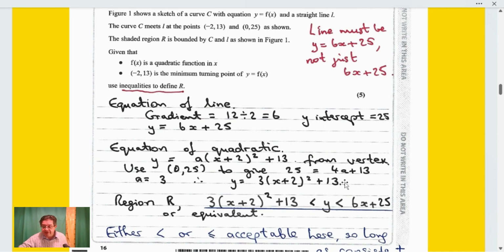You can leave it in this form. You don't need to multiply it out into ax² + bx + c in this question. So region R is going to be, the y values have got to be bigger than the quadratic and less than the straight line. So here is one way of writing the answer.